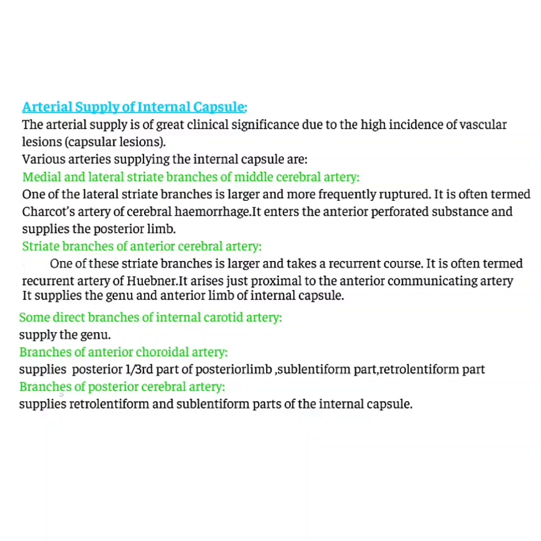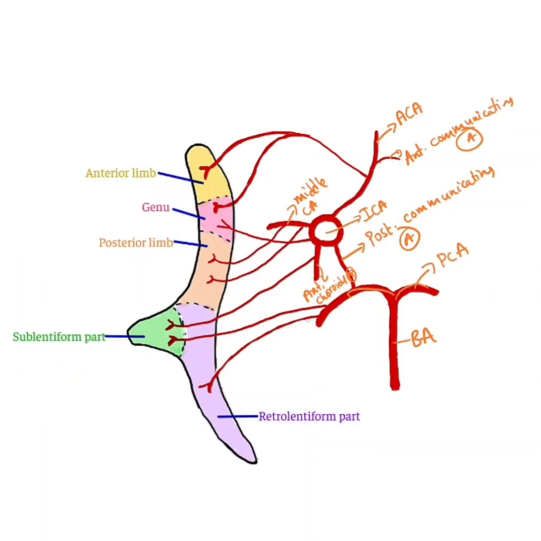Branches of posterior cerebral artery supply the retrolentiform and sublentiform parts. Branches of posterior cerebral artery supply the sublentiform part and retrolentiform part of the internal capsule.